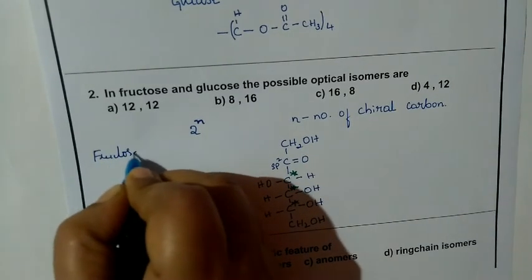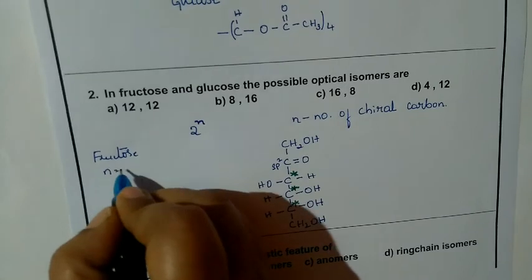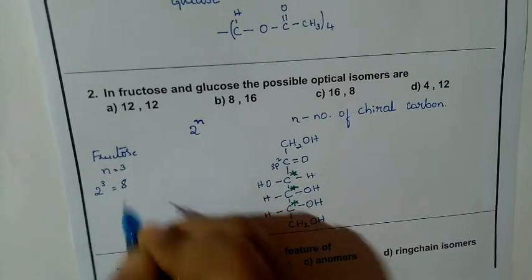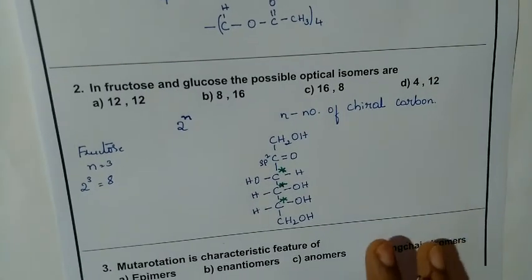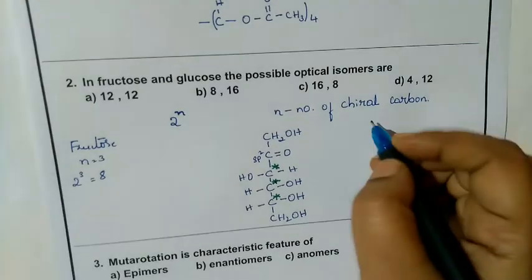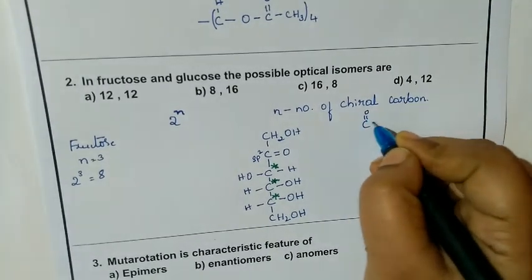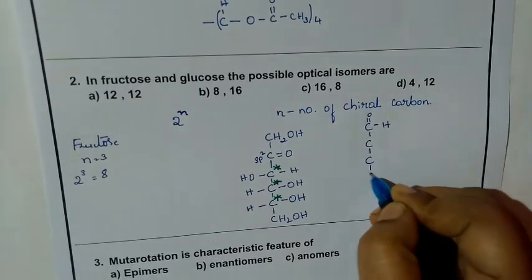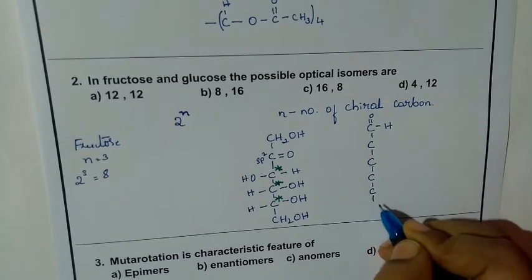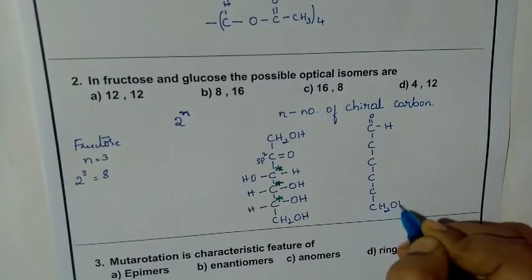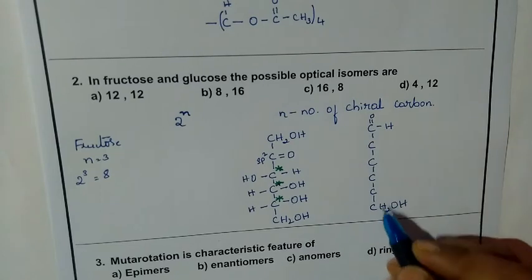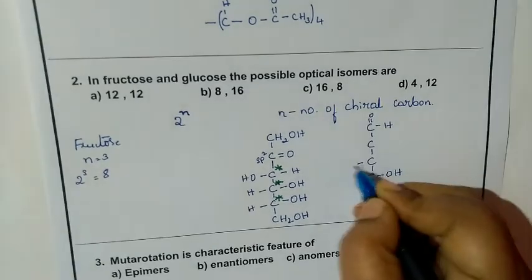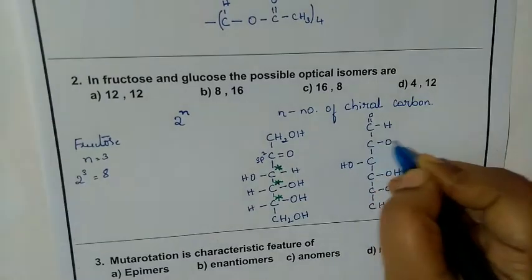So we shall calculate. For fructose, we have n equals 3. That is 2 to the power 3, that is equal to 8. Likewise, glucose we have already studied, it is CHOH, and we have written all these things. We also know how many chiral carbons it has. It has 4 chiral carbons. So this is not a chiral carbon, this is also not a chiral carbon. The remaining all are chiral.